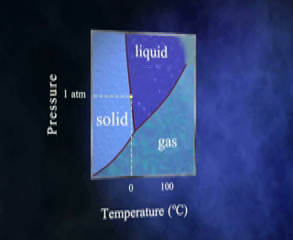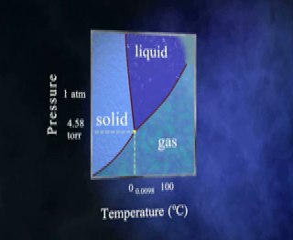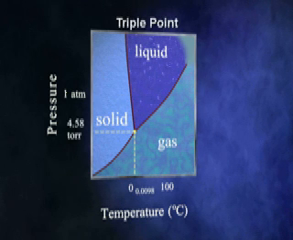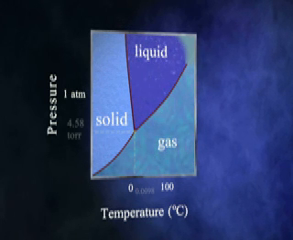Likewise, the temperature at which solid and liquid water are in equilibrium at 1 atmosphere of pressure is known as the normal melting point. The point at which all three phase boundaries come together is known as the triple point. This corresponds to the temperature and pressure combination at which all three phases of a substance exist simultaneously in equilibrium.